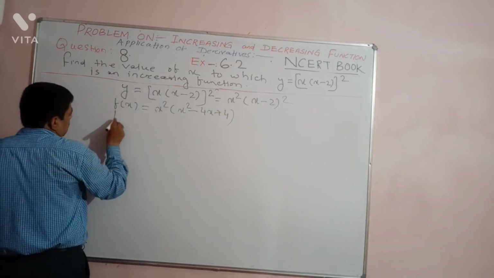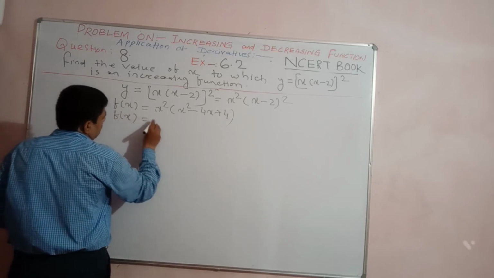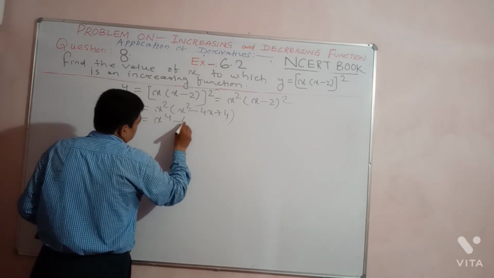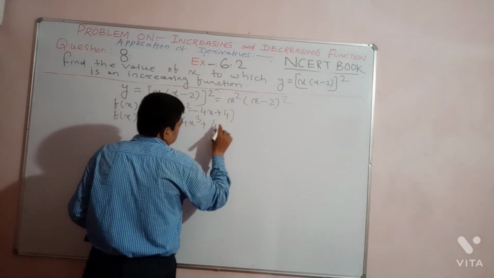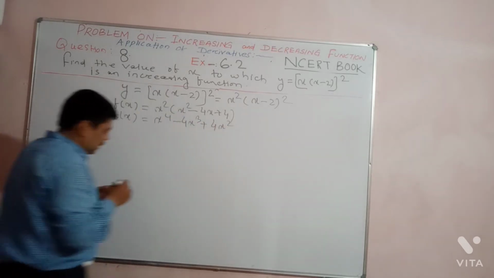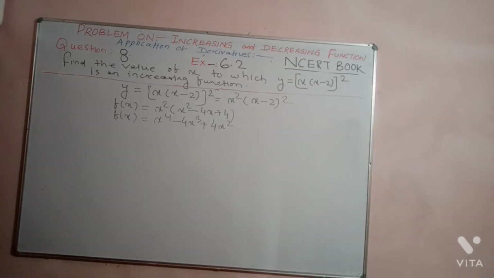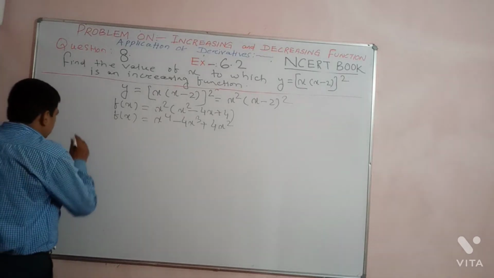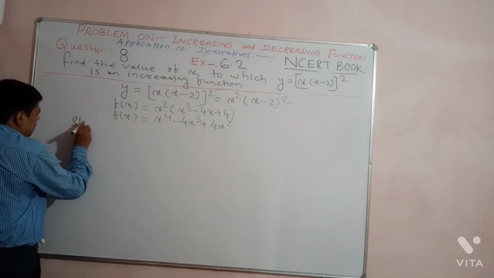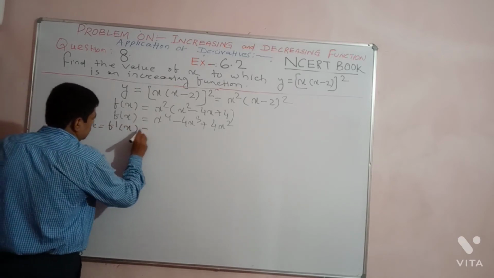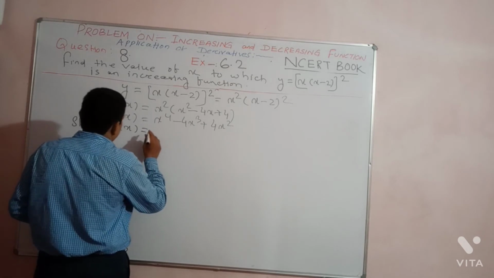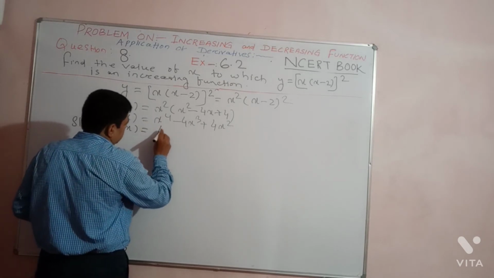Understand? Or f(x) is equal to x to the power 4 minus 4x cube plus 4x square. Is it clear? So now you have to find out the slope of the function by finding the derivative. The derivative of x to the power 4 is 4x cube.